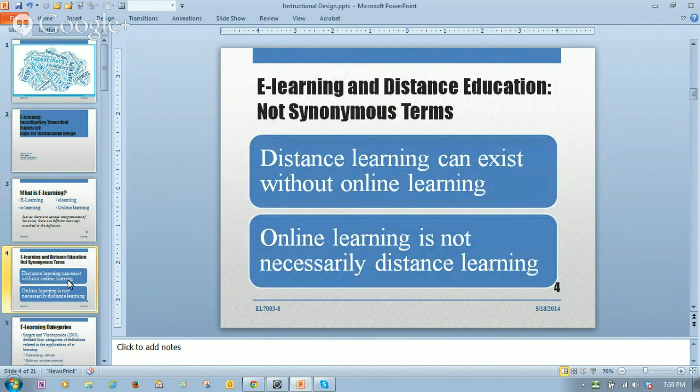Right. E-learning and distance education are not synonymous terms. Distance learning can exist without online learning. And that goes back, I guess, to the days when secretaries did distance learning and learned the skills they needed to work in an office. The name is escaping me right now, but correspondence. Oh, correspondence, yes. And then here we come to online learning, which is not necessarily distance learning. So again, it's just these terms and defining them.